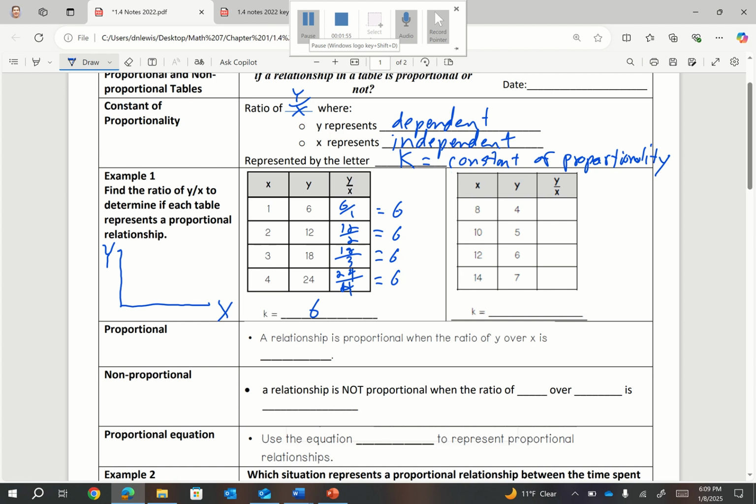Okay, we'll do the same thing on this next table. Just put your y over your x. So this is very similar to when we were finding unit rates, just dividing. Okay, and we should see that that will keep equaling 5/10 or half. So our constant of proportionality is 5/10 or half, and that is a proportional relationship.